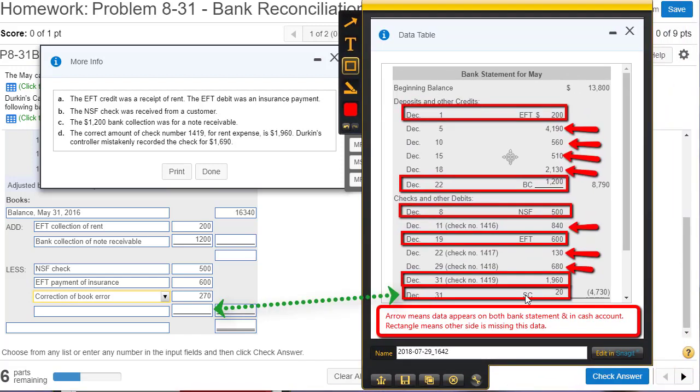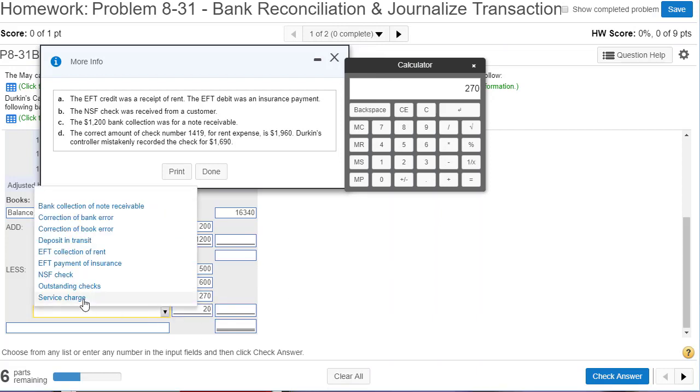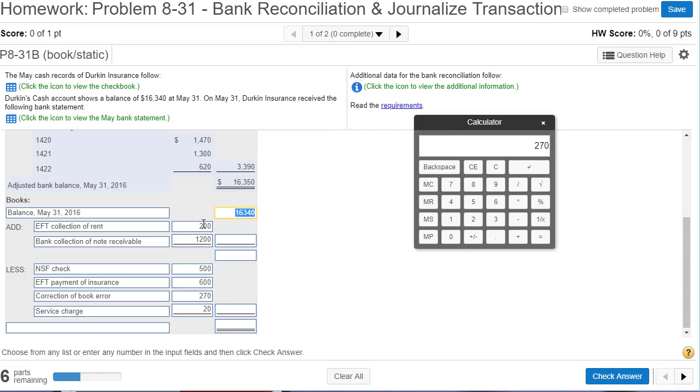And then lastly, we have a $20 service charge. Of course, it's in the check section, so that means it's being subtracted. Service charge. Now, first of all, we take the 200 and add it to the 1200, which gives us 1400. Then we take this 1400 subtotal and add it to 16,340, which gives us 17,740. Now we're going to add up the subtractions. 500 plus 600 is 1100, plus 290, gives us a total of 1,390. Then we take the 17,740 and subtract 1,390.